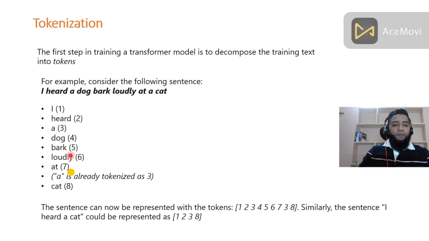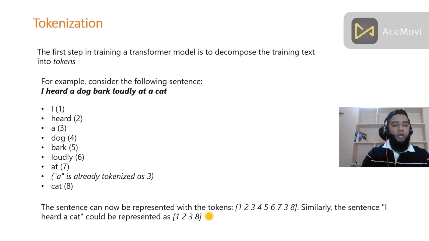All right, now this sentence can be represented with tokens like 1 2 3 4 5 6 7 3 8. Since a has already got 3 over here, that's the reason it's not getting a new token, but is still represented with 3, and then cat gets 8. That's how it happens. This entire sentence gets this representation. Now similarly, the sentence "I heard a cat" could be represented as 1 2 3 8. Right, perfect. Hope you've got what tokenization means.